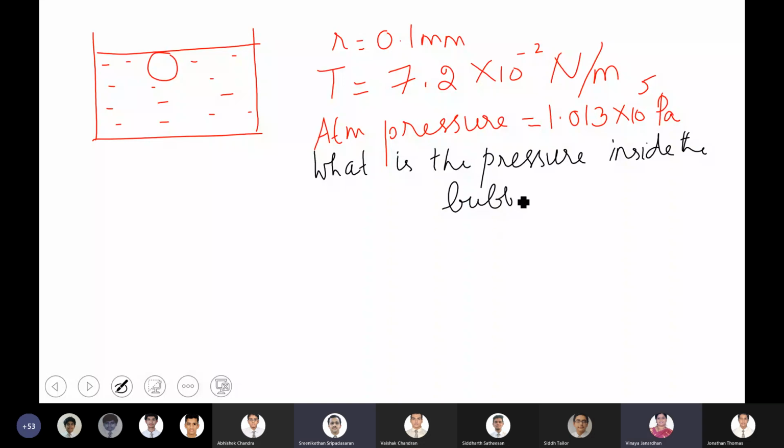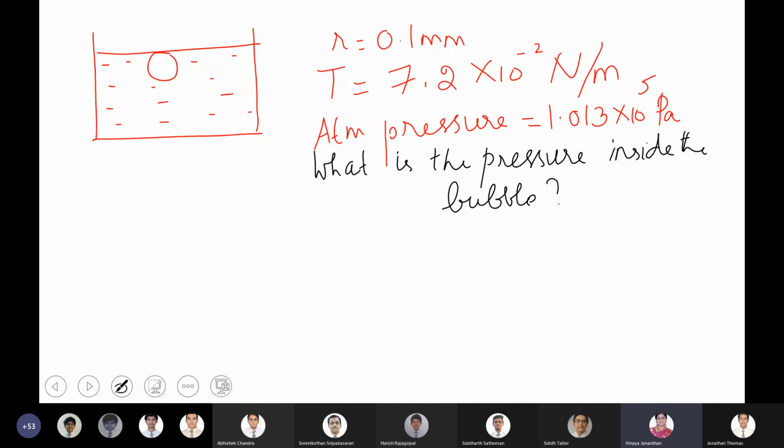Is it 2S by r plus the...? Do we find the excess pressure? Yes. The question is, what is the pressure inside the bubble? What is the pressure outside the bubble? What will be the pressure outside the bubble?